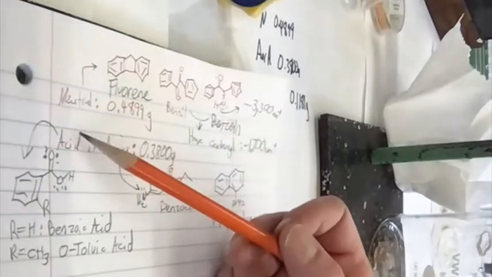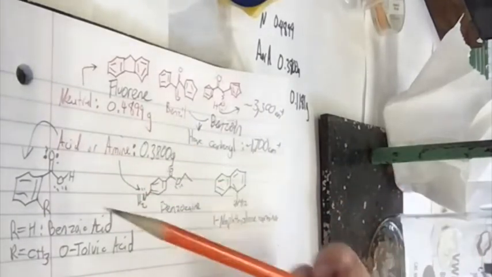And we're going to figure out, first, during the extractions, whether it's an acid or an amine. And then with spectroscopy, we'll be able to figure out, say it's an acid, which acid, or if it's an amine, which amine.